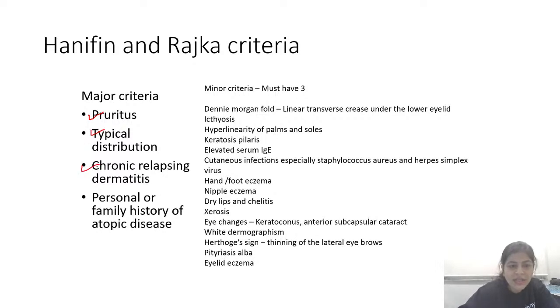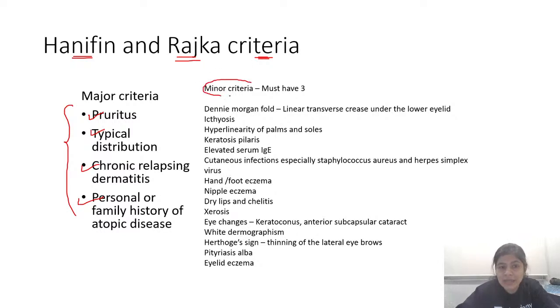It has to be a chronic and relapsing dermatitis. Like, it should not be a one-time thing. It should come, go. And next, there has to be a personal or a family history of atopic disease which has to be present. So these are the major criteria for diagnosis of atopic dermatitis. Remember the name of the criteria. Hanifin and Rajka's criteria are used for the diagnosis of atopic dermatitis.